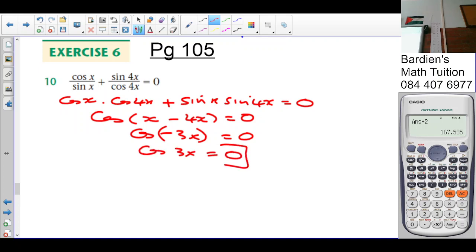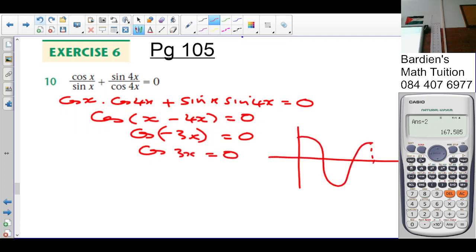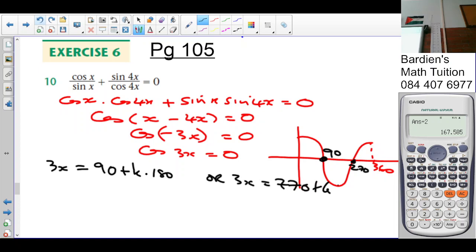Now if this is 1, 0 or minus 1, I take it to the graph. Okay? So I draw the cos graph. This is normally 360. So this here is cos of x equals 0. What is this point? 90 or 270. So 3x is equal to 90 plus k times 180, or 3x is equal to 270 plus k times 360.